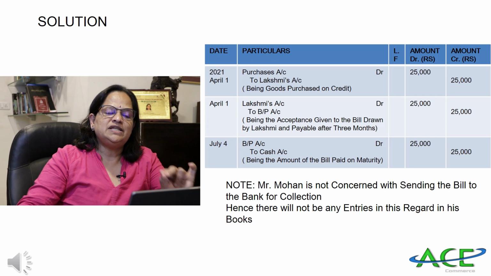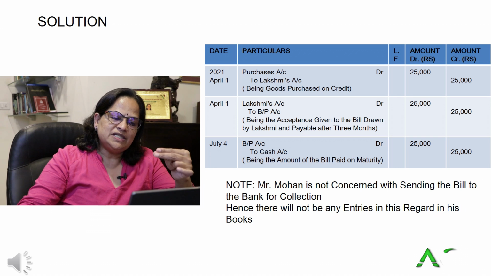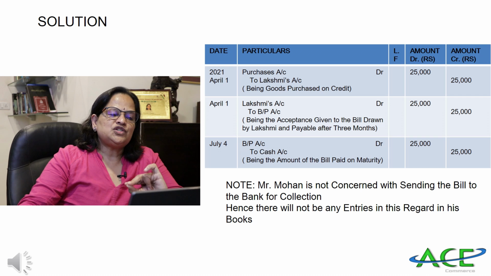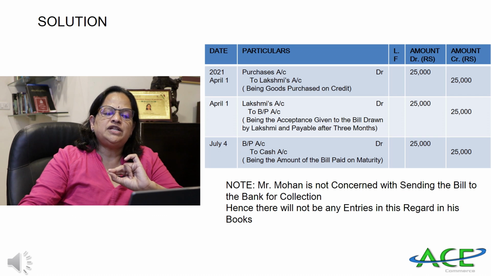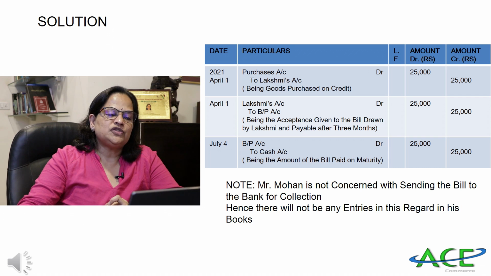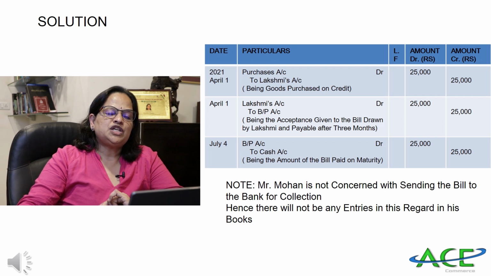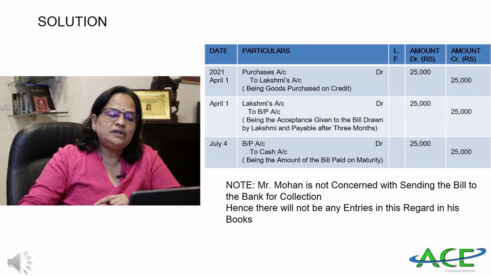Now in the case of Mohan's books, what will be the journal entries? First is when he is making the purchases, credit purchases. Second, when he is giving the bill. Third is for the payment. So the first transaction, April 1st, purchases account debtor to Lakshmi's account 25,000, being goods purchased on credit. Second transaction, when he is giving the bill to Lakshmi, Lakshmi's account debtor 25,000 to bills payable account 25,000, being the acceptance given to the bill drawn by Lakshmi and payable after 3 months.